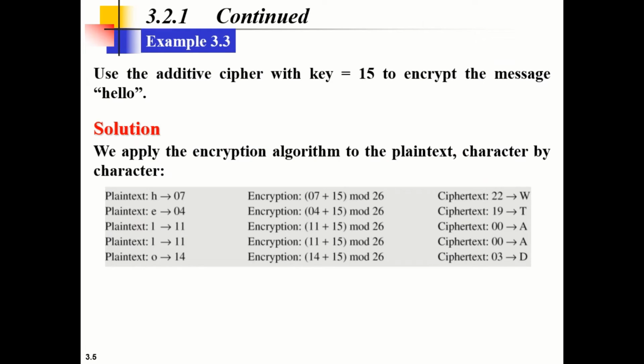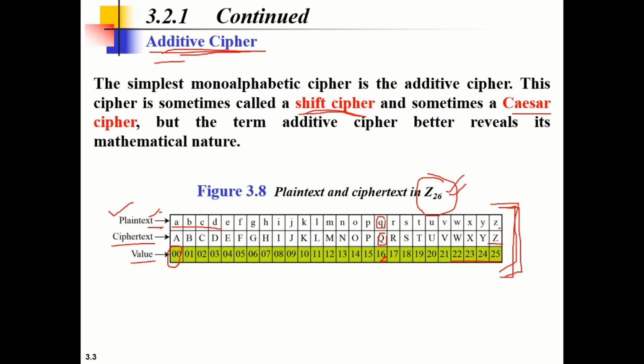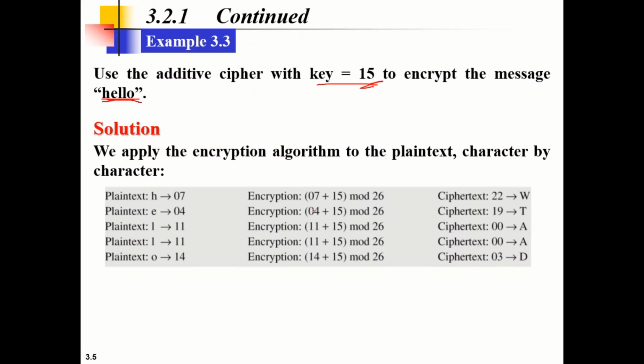Now we'll discuss one example for this. Here, this is the plain text which says hello, and the value of key which is given as 15. So we will use the values which we have seen in this table. I told you we will be using this table. So the values will be used from this table, and the value of key is given over here, and the value of plain text is also given over here.